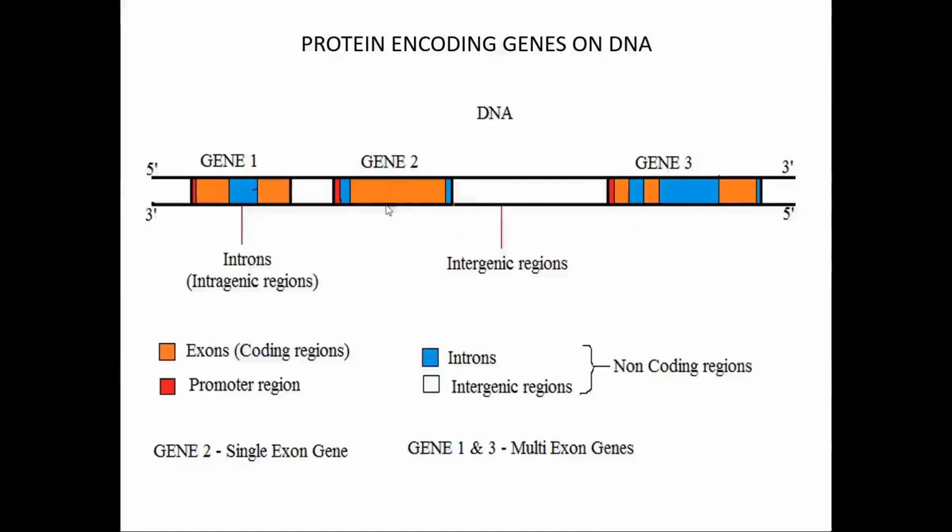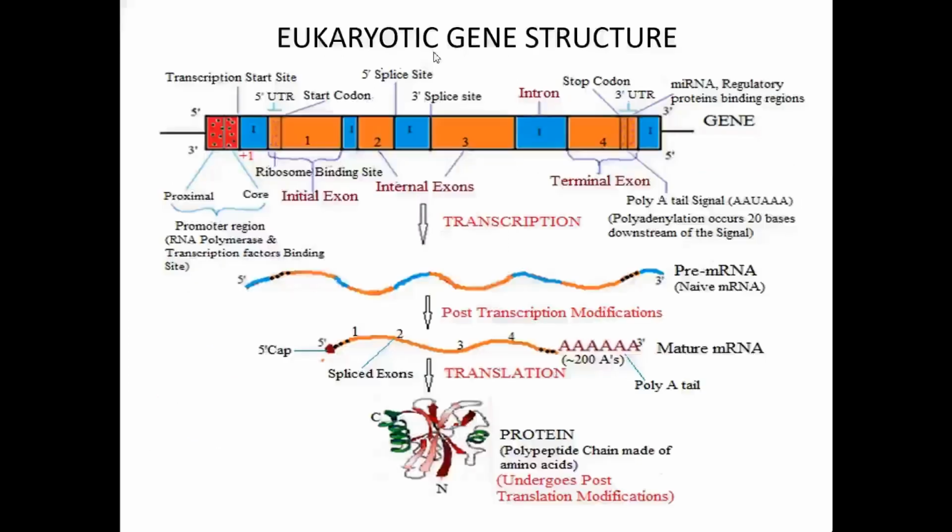And in a gene we can see three main parts: the promoter region, intron region and exon region. Now these intron regions are called intragenic regions. So these introns and the intergenic regions are called non-coding regions. Only the exons are called coding regions. Here you can see there are two types of genes. One is the single exon gene, where only a single exon is found, and then there are multi-exon genes, where you can see many exons. So now let's see about the structure of the protein encoding gene.